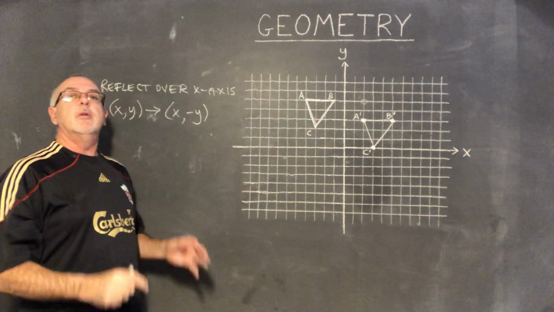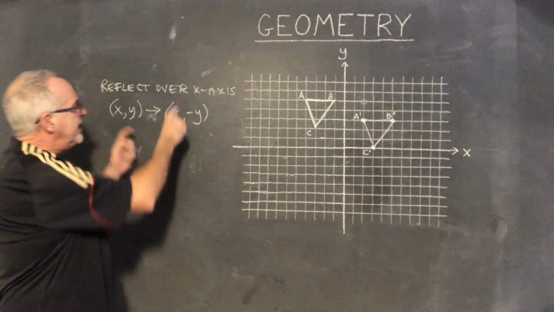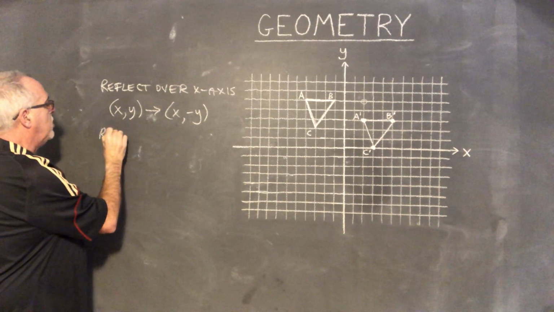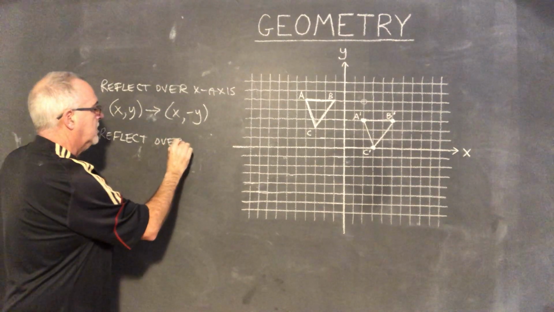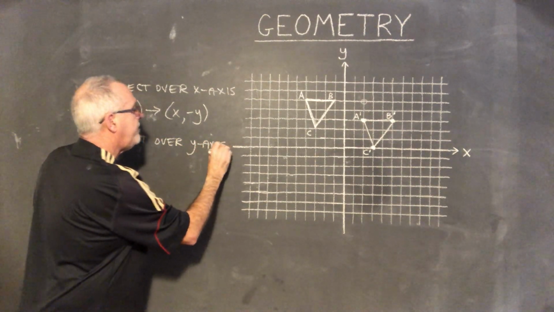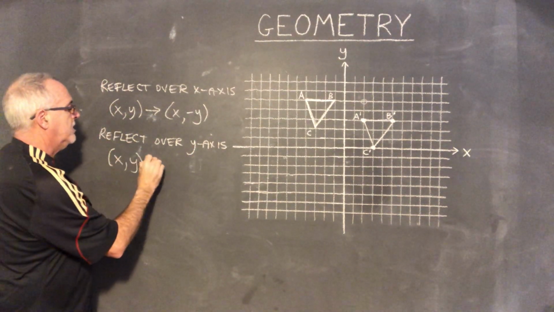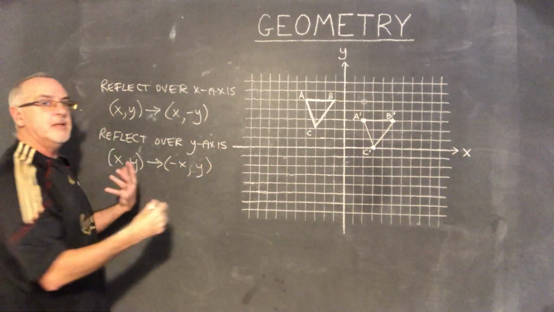But if y was a negative coordinate to start with, it will become a positive coordinate. It's kind of cool. This is interesting to just think about. If we reflect over the y-axis, which takes way longer to write than it does to say, what's going to happen is x, y are going to become negative x, y, and the opposite thing happens.